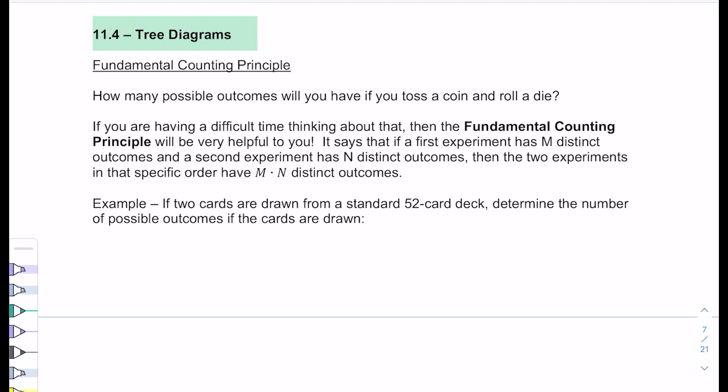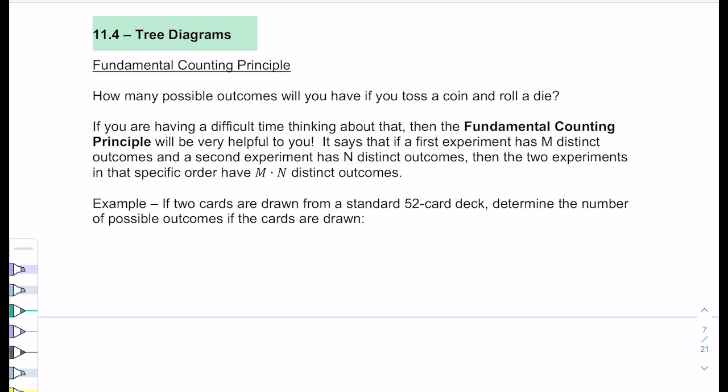I want you to think about if you had a coin, so you've got heads and tails, and a die. So you've got the numbers 1 through 6. How many possible outcomes will you have if you toss a coin and you roll a die? Okay, just think about that.